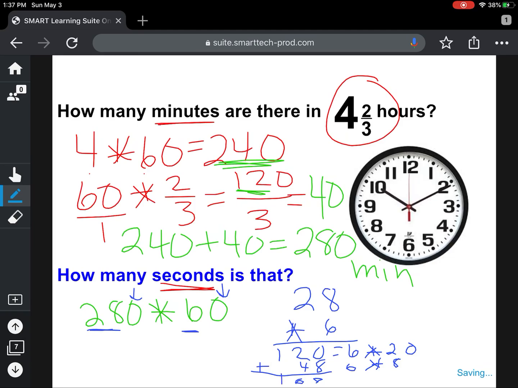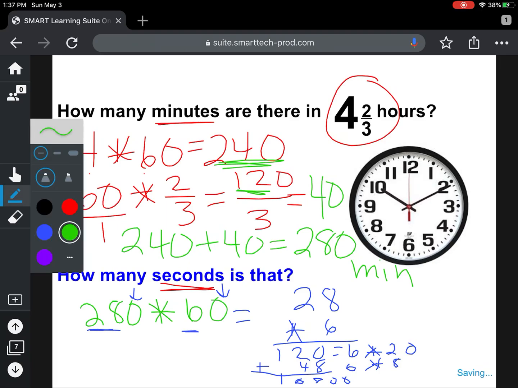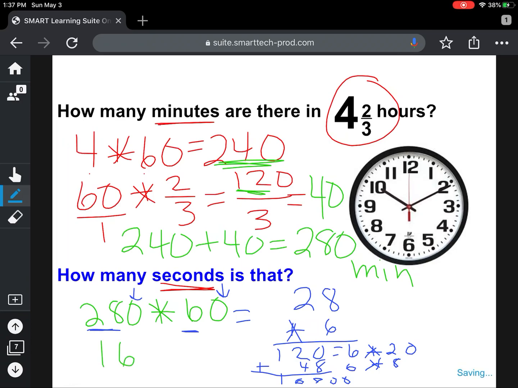For a total of 168. But don't forget, we have to add on the 2 zeros. So if I was trying to figure out what is 280 times 60, I'd say my answer is 168. Add on my 2 zeros, then put in my comma. 280 minutes is the same as 16,800 seconds. If you had that one right, pat yourself on the back. That was pretty hard.